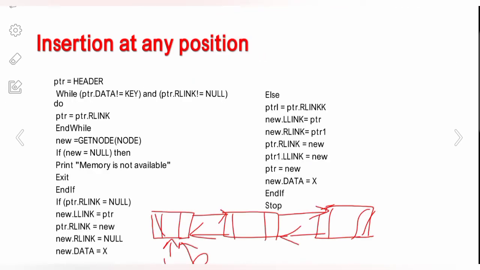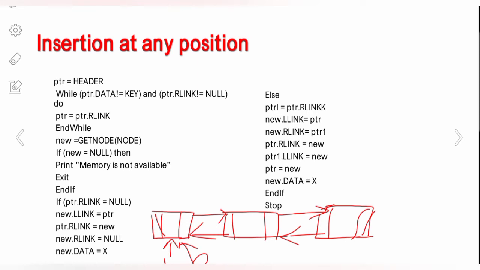So next one is insertion at any position in the linked list. In the last two things we have seen insertion at the starting of the linked list and the ending of the linked list, and now inserting at any position. That means after a particular node we are going to insert the value. For that, first of all we have to search that particular key in the given linked list, and then add the new node to the doubly linked list. Here we are taking a new pointer that points to the header node, that is P.